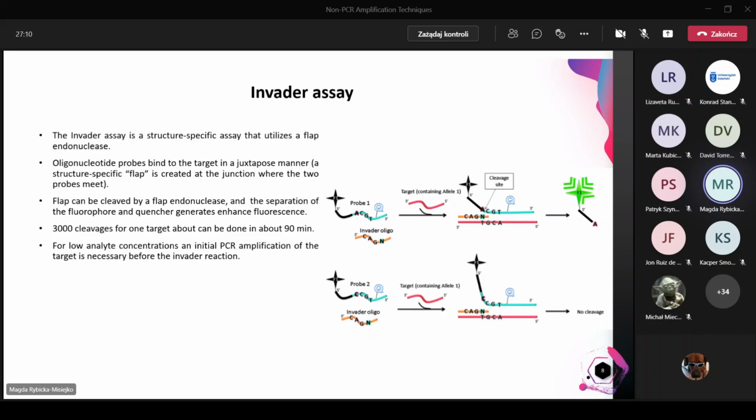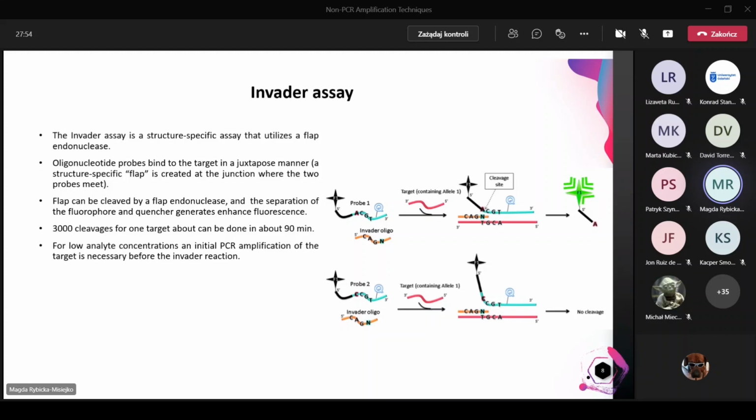The sequence at the overlap region is important in the invader assay for effective cleavage by flap endonuclease. The invader assay contains two oligonucleotide probes which can hybridize to the target DNA. And when bound to target DNA, a three-dimensional invader structure is formed, which is recognized by flap endonucleases. The cleavage reaction by flap endonucleases generates a fluorescent output signal.